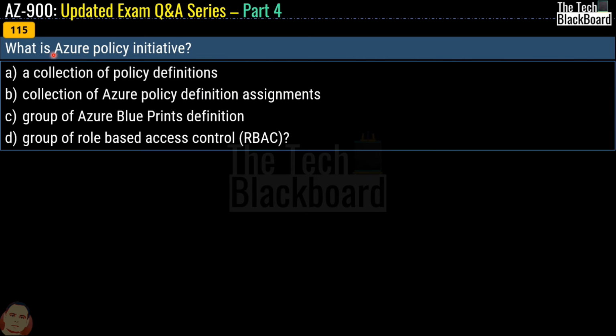The question says, what is Azure Policy Initiative? Your options are a collection of policy definitions, collection of Azure Policy definition assignments, or group of Azure Blueprints definition, or group of role-based access control, or RBAC. The correct answer for this question is option A, a collection of policy definitions.